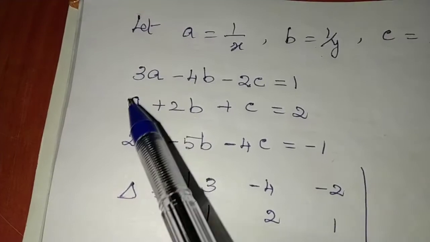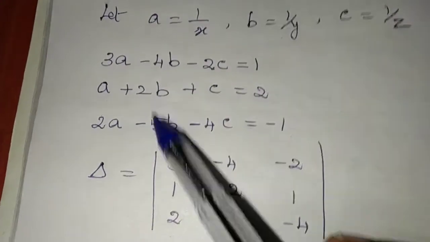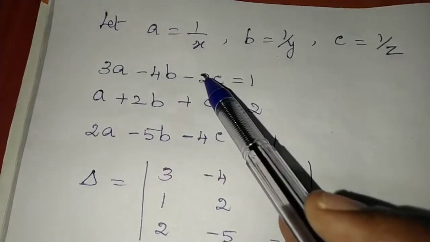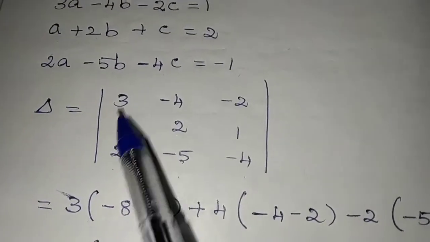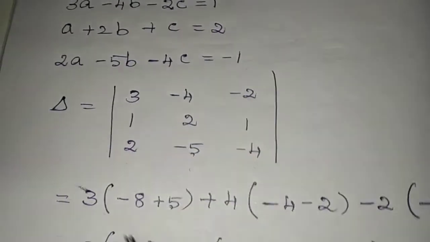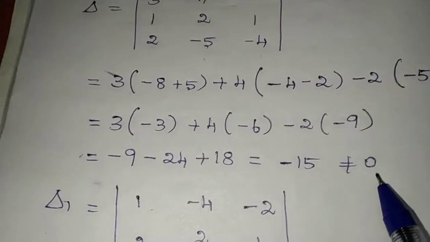Delta means write the coefficients 3, 1, 2, 3, 1, 2, minus 4, 2, minus 5 and minus 2, 1, minus 4. Simplification, you know, expanding by the first row. Simplify, we get minus 15, not equal to 0.